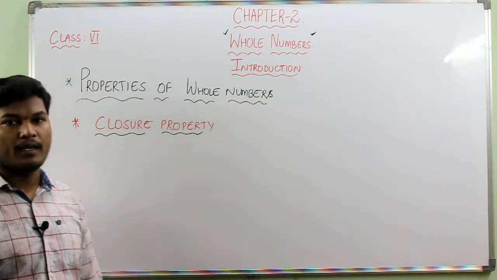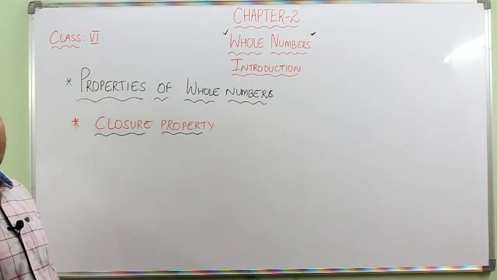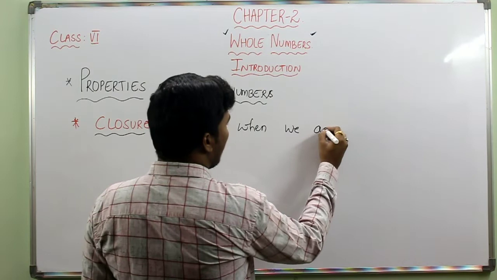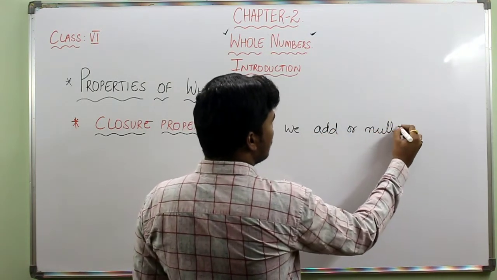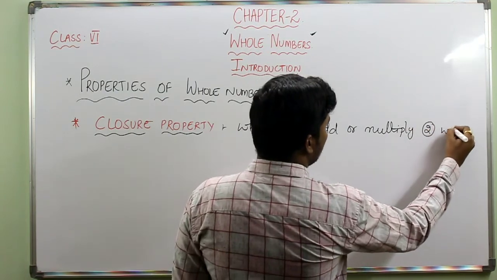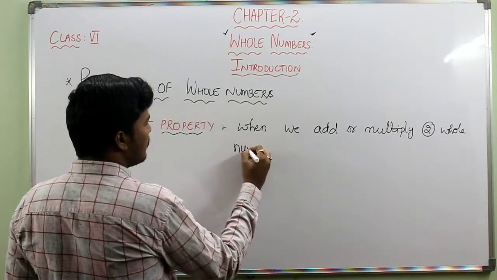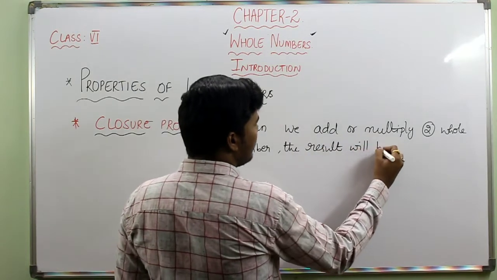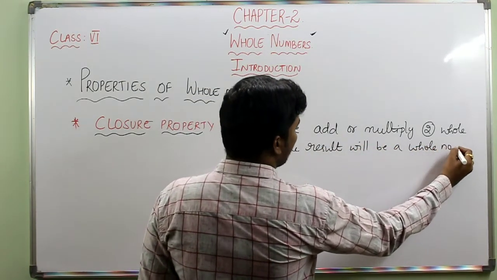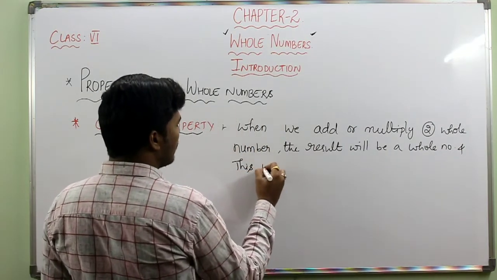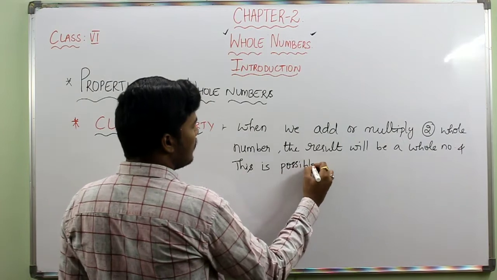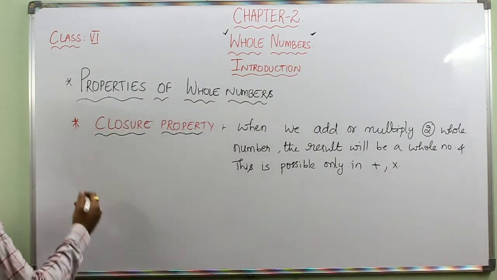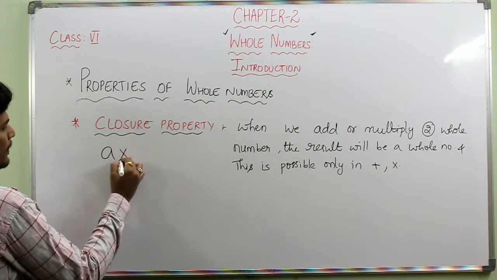Now let us discuss the first property, that is closure property. So what do you mean by closure property? That is, when we add or multiply two whole numbers, the result will be a whole number. And this is possible only in addition and multiplication. Okay, let us see that a is one whole number and b is one whole number.